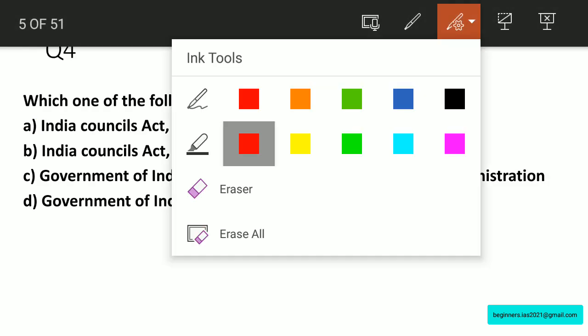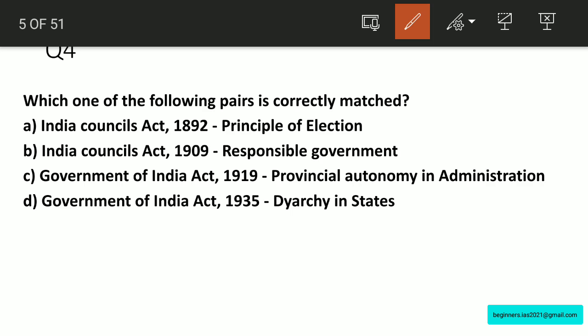Here we have to find out the correctly matched pair. A, Indian Council Act 1892, Principles of Election. B, Indian Council Act 1909, Responsible Government. C, Government of India Act 1919, Provincial Autonomy in Administration. And D, Government of India Act 1935, Diarchy in States.